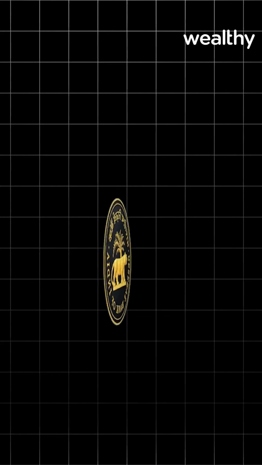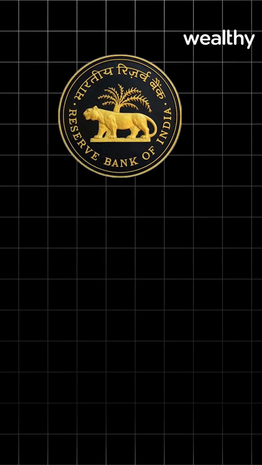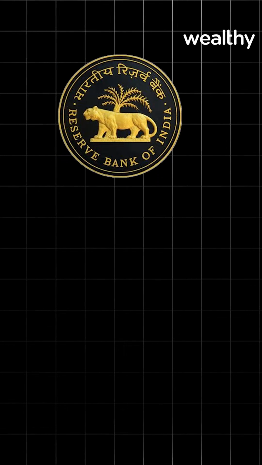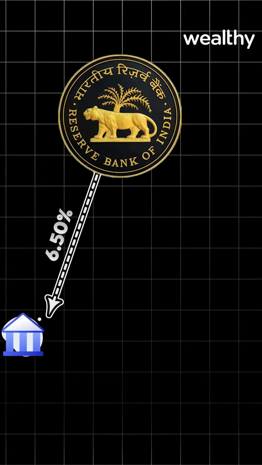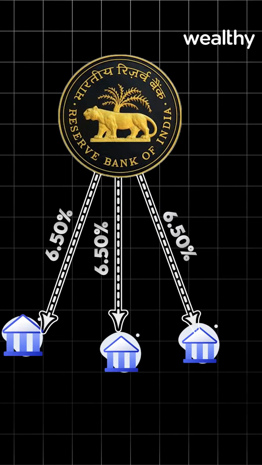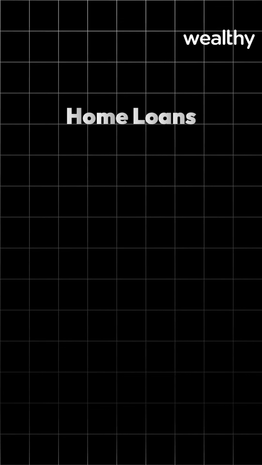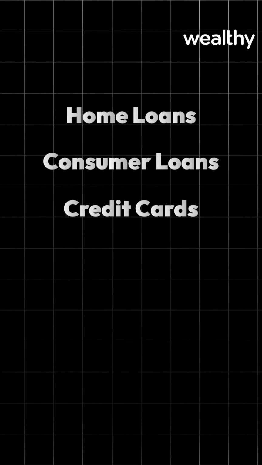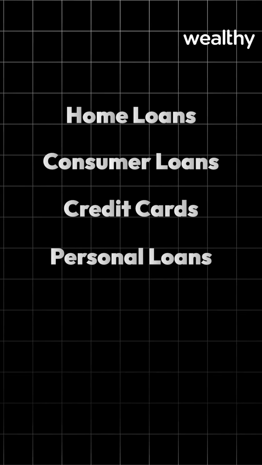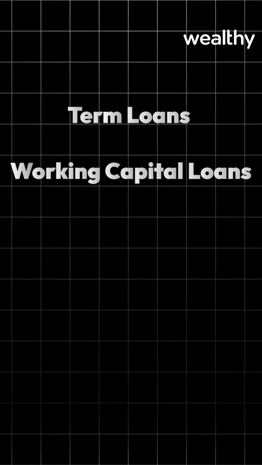Here is how. Think of the RBI's repo rate as a measure of how cheaply money can be borrowed in the Indian economy. Banks borrow from the RBI in the overnight market at the repo rate. They in turn lend to consumers in the form of home loans, consumer loans, credit cards, personal loans, and to the businesses as well in the form of term loans and working capital.